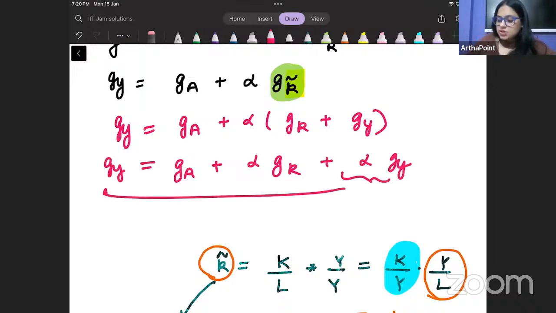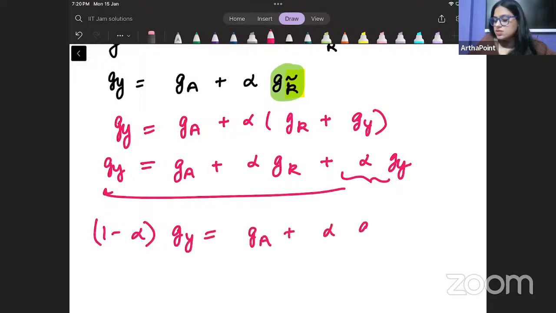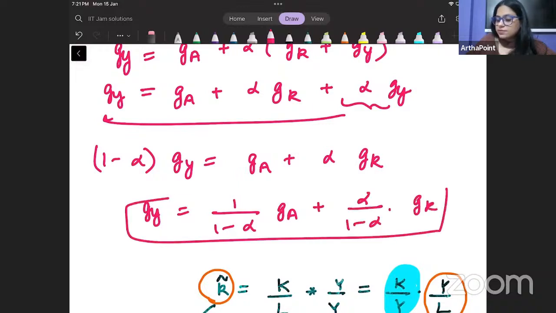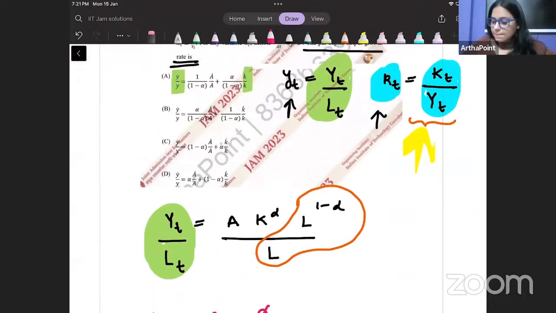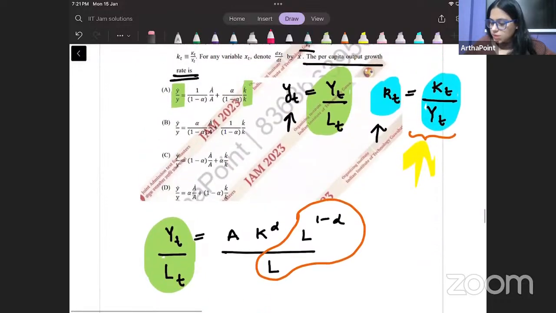Just take this term here and you shall be able to get 1 minus alpha growth rate of y is equal to this. So your growth rate of y will be 1 upon 1 minus alpha growth rate of A plus alpha upon 1 minus alpha growth rate of K. This is the answer to this question. Just check this. If you will check this, you will be able to see that I think it is matching. I think it matches the A part. The answer will be A.